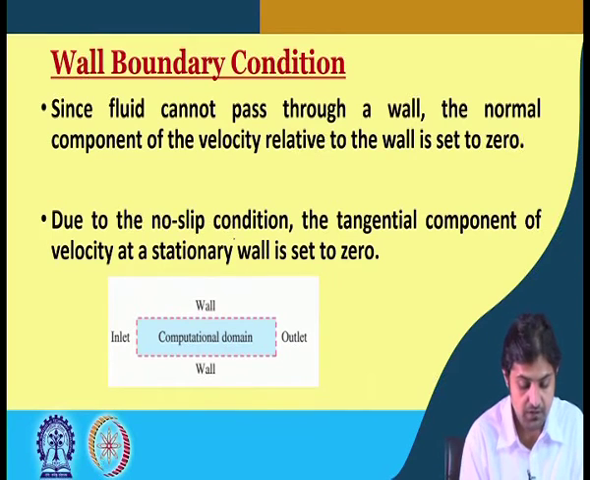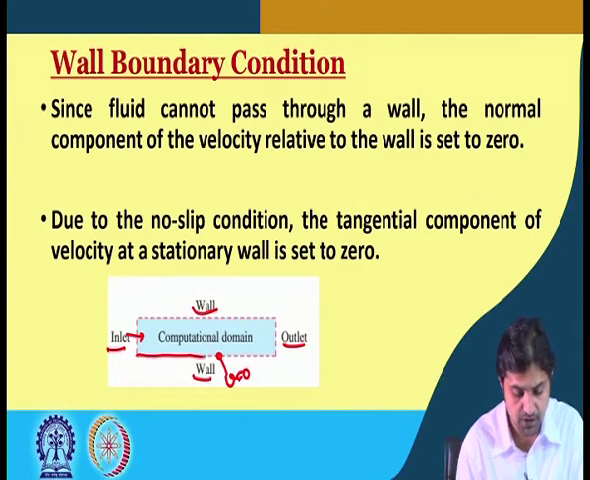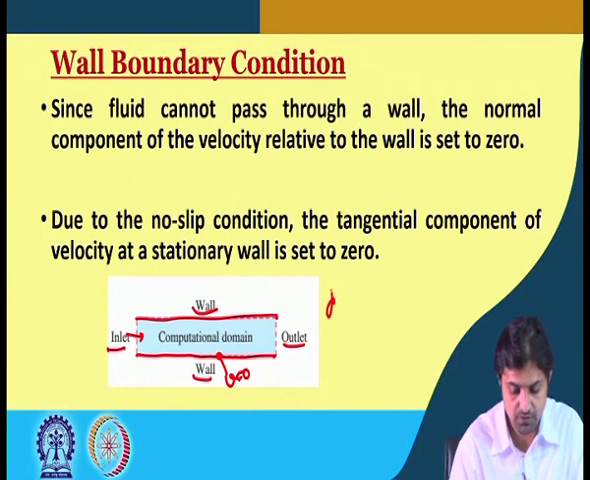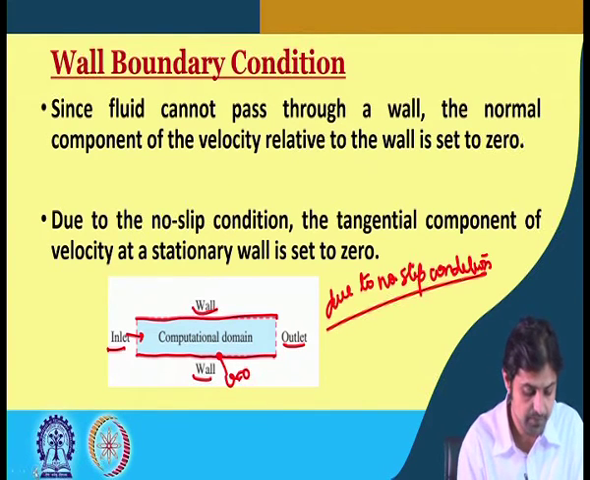So you see there, if there is an inlet here, there is a wall here, there is a wall here, there is an outlet. So no matter what the velocity here is, at this particular point anywhere across this wall, the velocity will be 0 due to the no slip condition. All right.